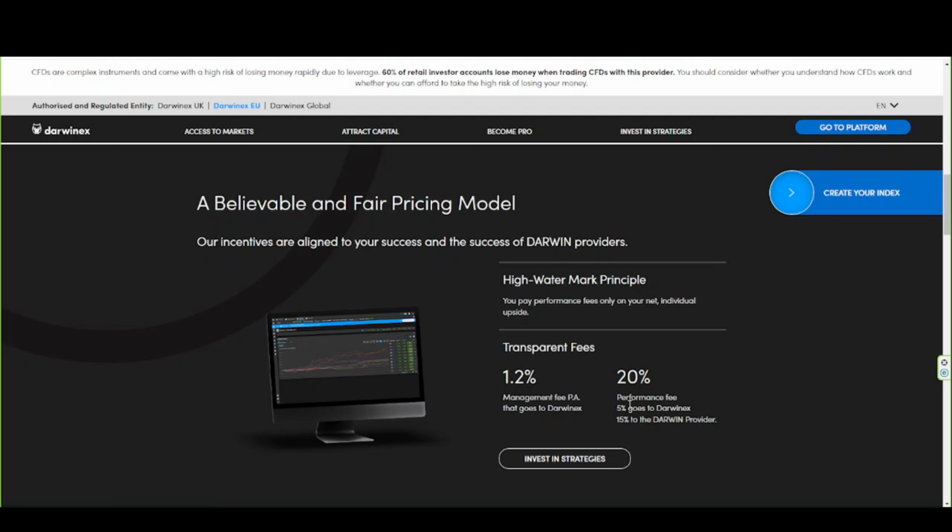So what DarwineX says is, okay, look, I'm providing this platform, I'm getting the investors, I'm doing all the marketing, I've got the regulatory umbrella, you don't have to worry about anything, we'll take 5% of what you make, basically. And DarwineX also get that 1.2%.